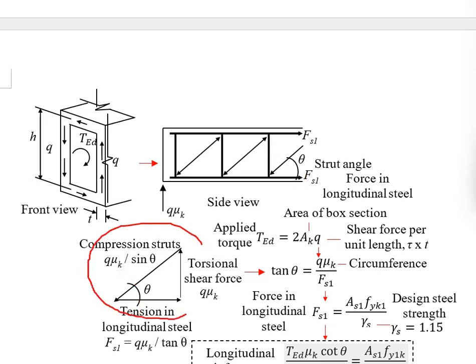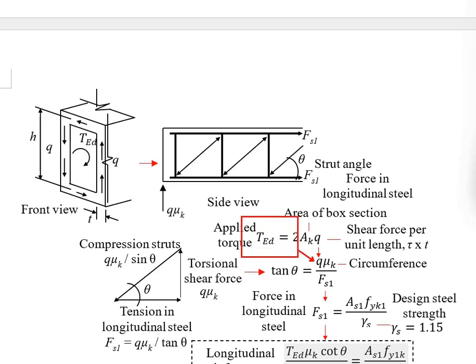Now you can play around with trigonometry. Tangent theta here will equal the vertical component divided by the horizontal component. The vertical component is this, and the horizontal component is this. If you rearrange this, this is what you get. Now you have the circumference. You also have the shear flow. Rearrange this formula, you get the applied torque divided by 2Ak.